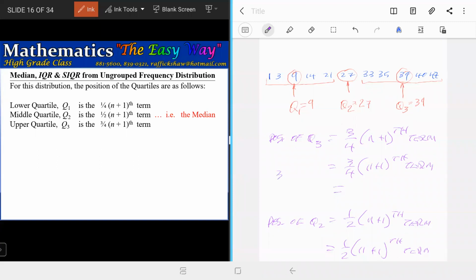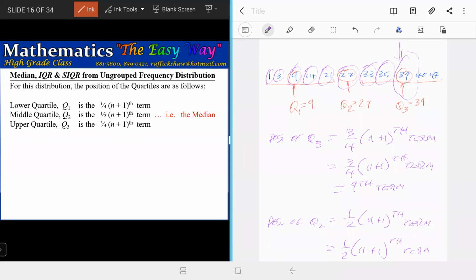Because 3/4 times 12, 4 into 12 goes 3 times, 3 threes are 9. So this works out to be 9. I can say the 9th term. Alright, so the 9th term is Q3. If I count them now on the data, I find the 9th term from left to right. So it's 1, 2, 3, 4, 5, 6, 7, 8, 9. That's it. That proves that the formulas work.